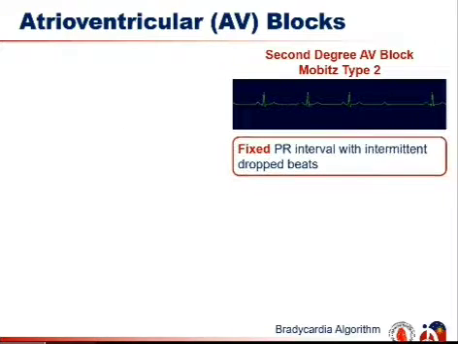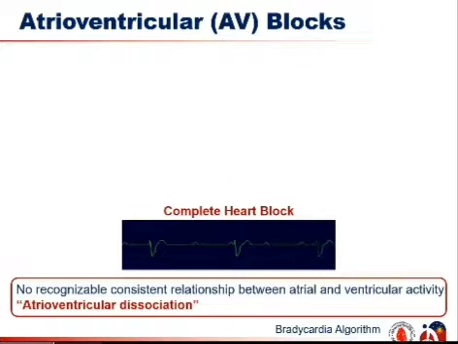With Mobitz type 2 blocks, the impulse is blocked in the bundle of His. The PR interval is fixed, which will intermittently be followed by a dropped beat. With complete heart block, no atrial impulses are transmitted to the ventricles. As a result, the ventricles generate an escape impulse, which is independent of the atrial beat, causing an atrioventricular dissociation. In most cases, the atria will beat at 60 to 100 beats per minute, while the ventricles asynchronously beat at 30 to 45 beats per minute.